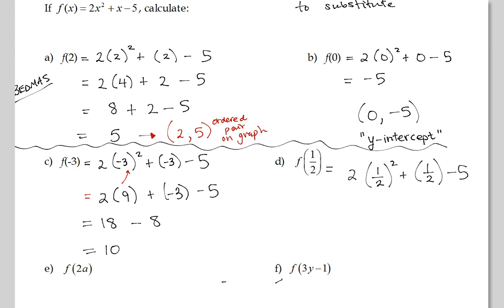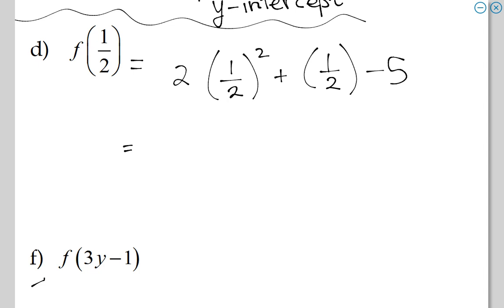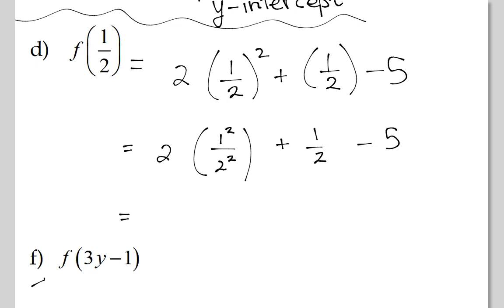Okay, so let's take a look. Like before, you've got to do the exponents first. What's 1/2 squared? It'd be 1 squared over 2 squared. Do you guys remember that from the exponent laws? You have to just put the power 2 on both. Okay, so then you get 1/4.